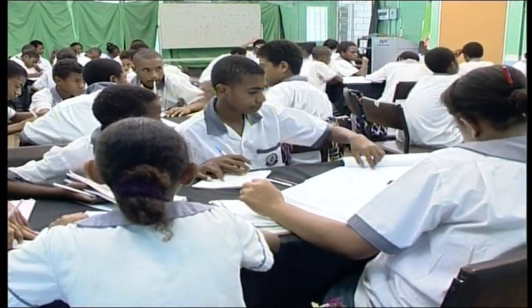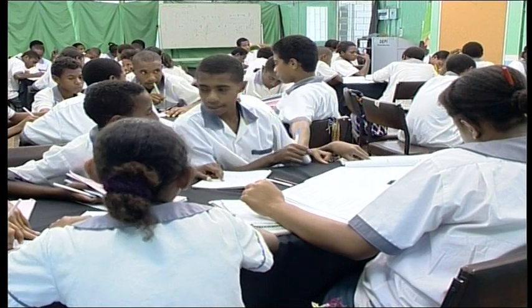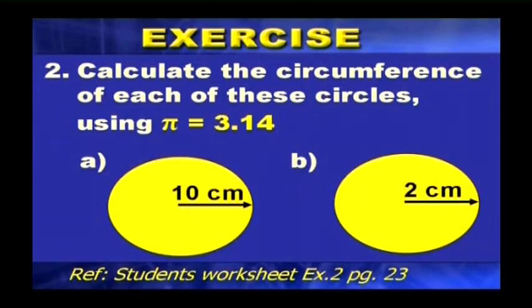You should be finished by now. I'd like you to move on to exercise number 2. Calculate the circumference of each of these circles using pi 3.14. This time, look at the circles very carefully. The radius is given. I'd like you to write down the formula that you are going to be using to calculate the circumference of these two circles.